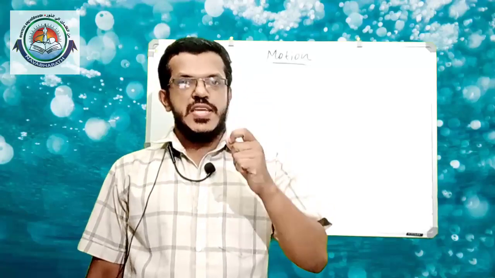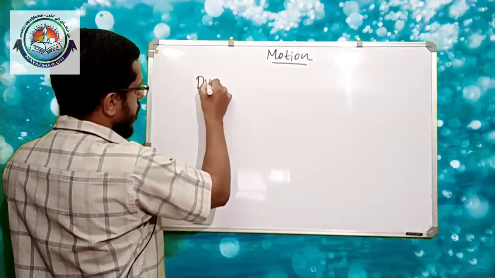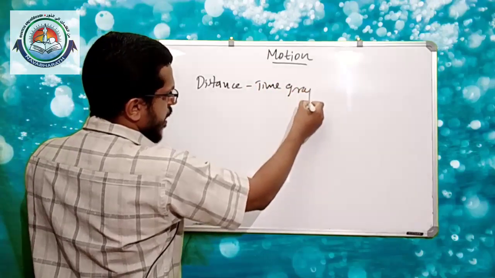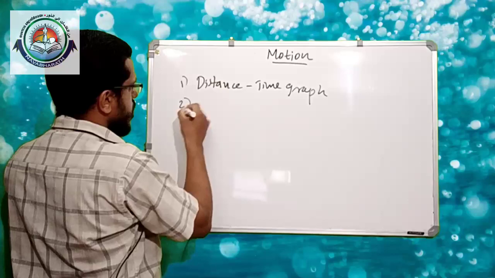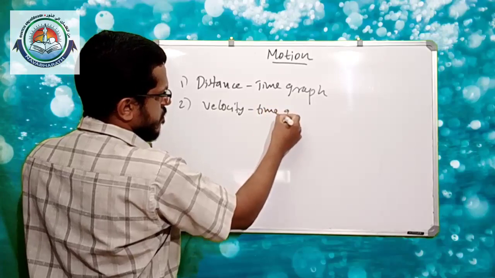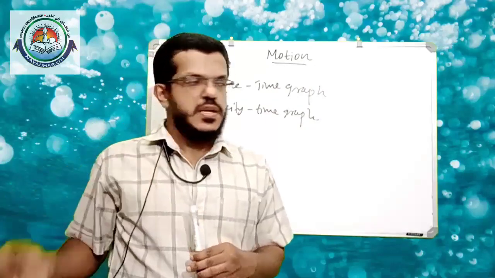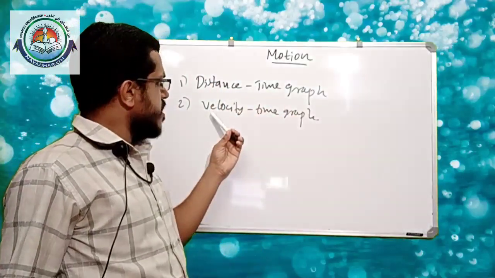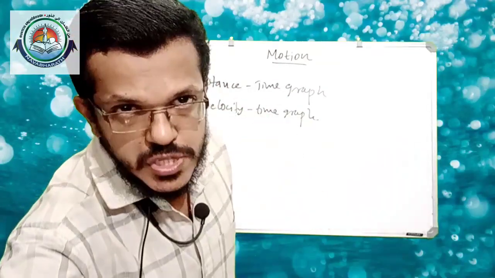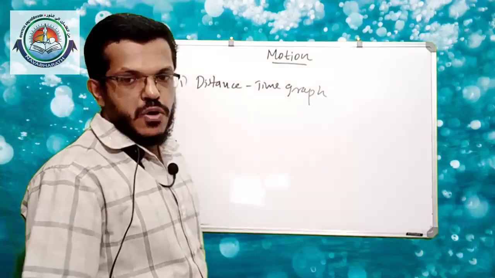One is the distance time graph, that is, the position time graph, and the second is the velocity time graph. These two graphs we are going to study in this class. First we are going to discuss the distance time graph or position time graph. How can we draw a distance time graph or position time graph?